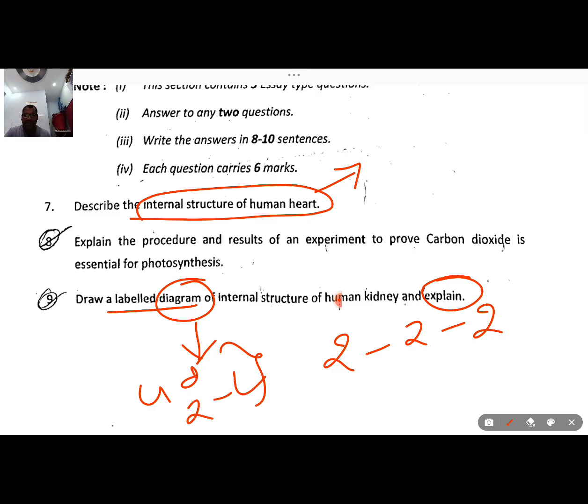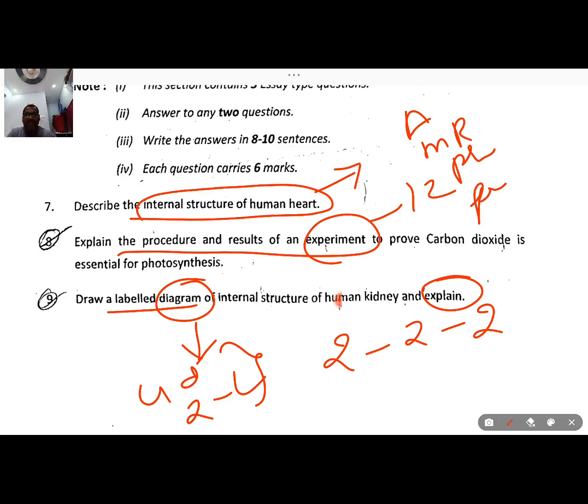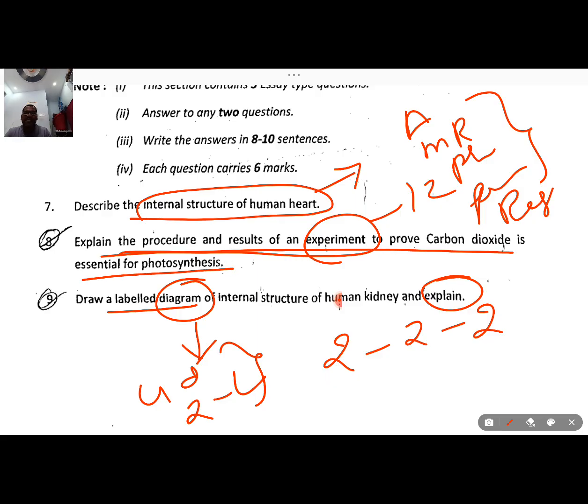So do it like this. And in the same way, the next question is based on the experiments: explain the procedure of the experiment. As I told you, 12 experiments are there. Every experiment contains aim, materials required, procedure or precautions, and result. So these steps should be included in your experiment answer. And remember, you can copy the aim from your question paper itself. For copying the aim, you'll get 2 marks.